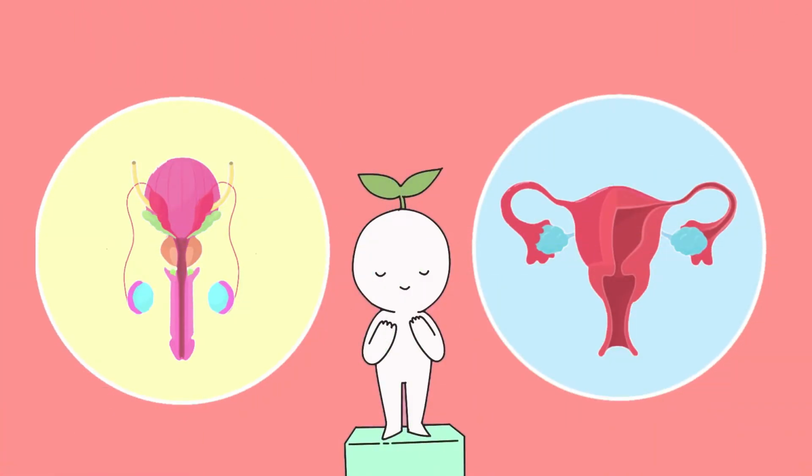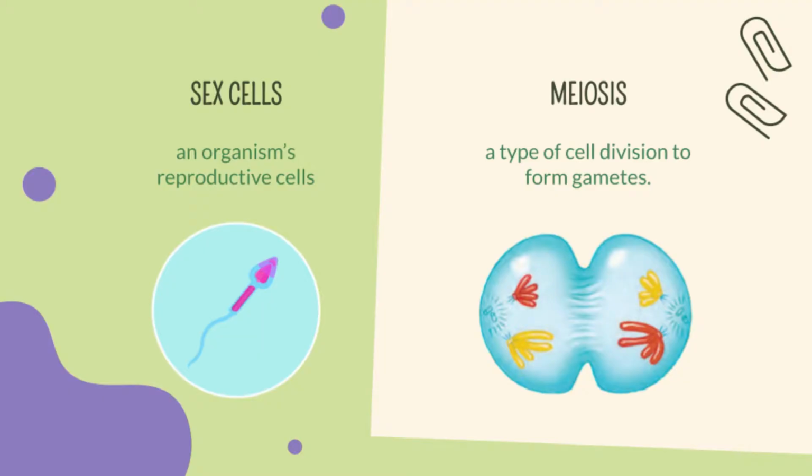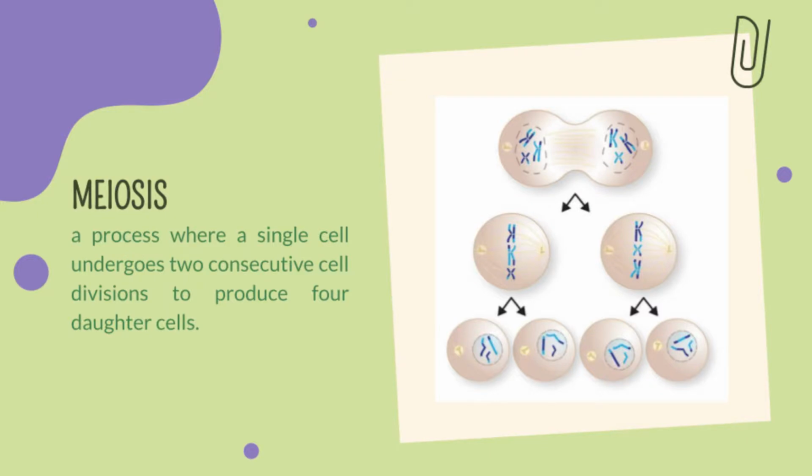For a better understanding of how reproduction really works, we first need to know how gametes are produced. The testes in males and ovaries in females produce gametes or sex cells. As the name implies, they are an organism's reproductive cells. The formation of gametes in males and females occurs by a type of cell division called meiosis. Meiosis is a process where a single cell undergoes two consecutive cell divisions to produce four daughter cells. These cells are our sex cells, sperm in males and egg in females.